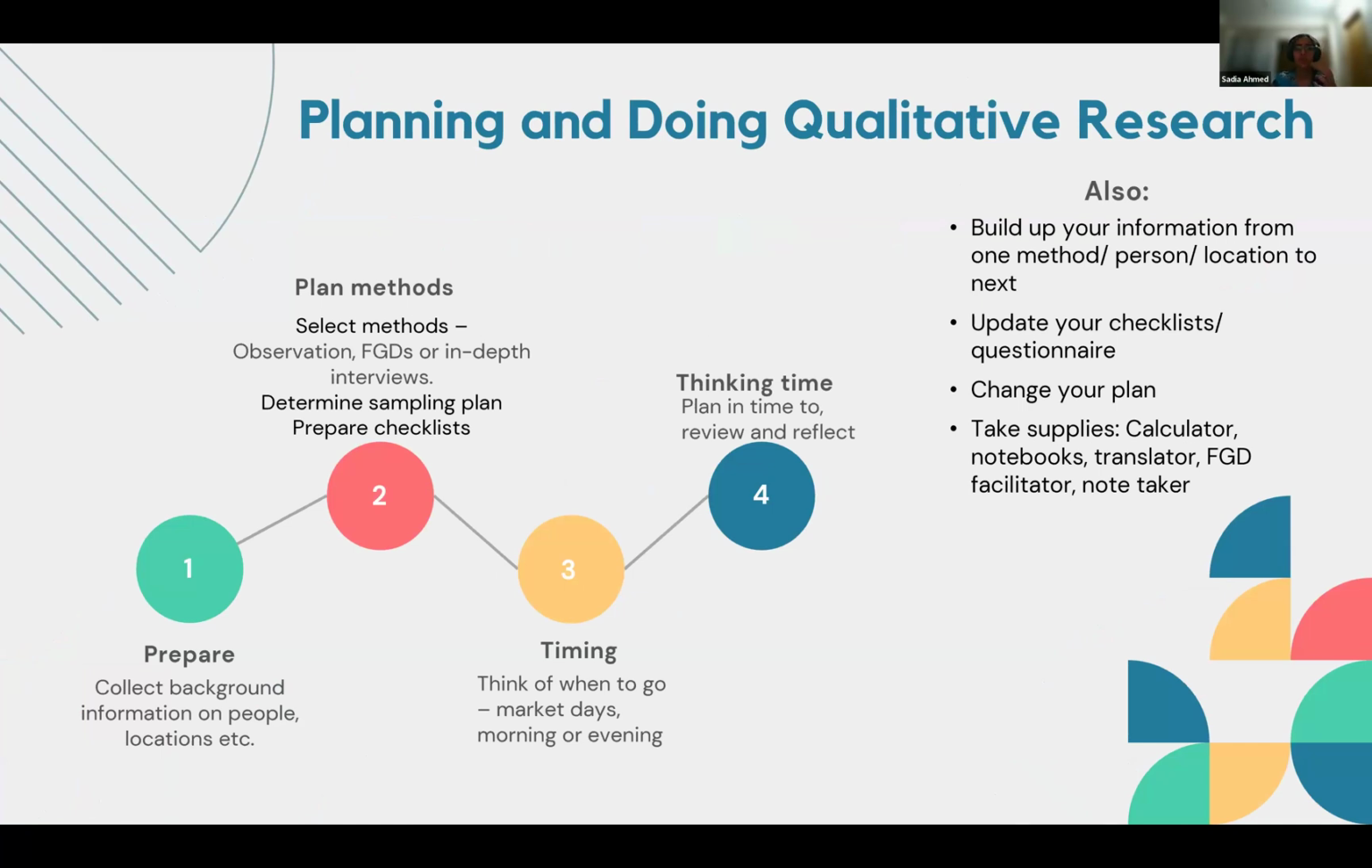Select the methods, whether it's an observation, an FGD, or an in-depth interview. Is it a combination of them? Which combination? Do you want to do both observation and FGD, or observation and in-depth interviews? Select those methods. Decide who will be part of the sample, what kind of people you'll talk to, or where you will go. Make checklists for each case, whether it's an observation or an in-depth interview.